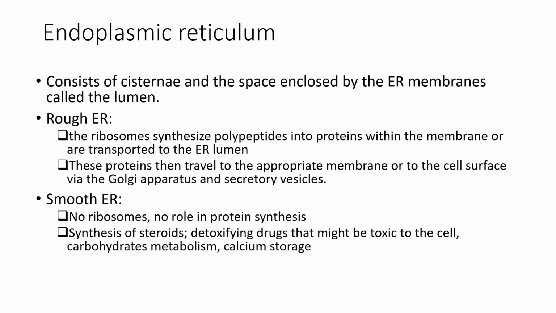First, what the endoplasmic reticulum is. It consists of cisternae and the space enclosed by the ER membrane called the lumen. Of the two types of ER, we have rough ER, where ribosomes synthesize polypeptide proteins within the membrane and then transport them to the ER lumen. This protein then travels to the cell surface by using secretory vesicles of the Golgi apparatus.